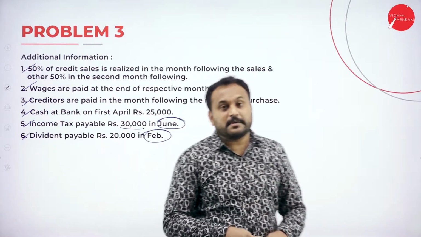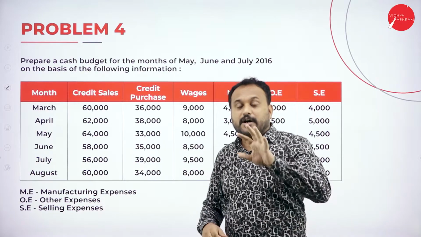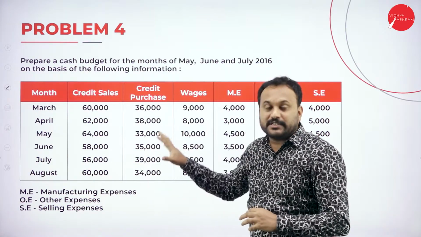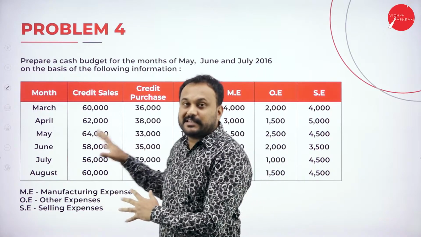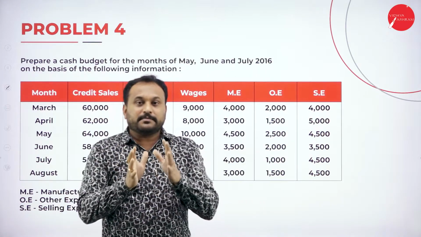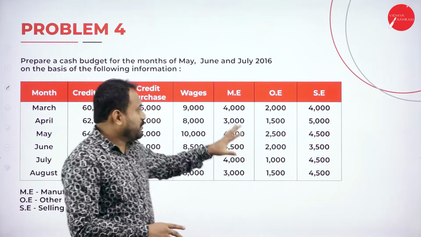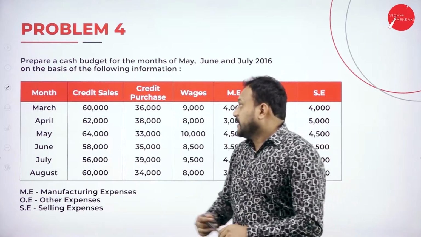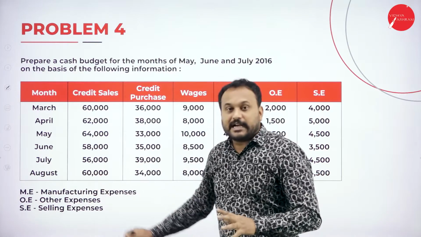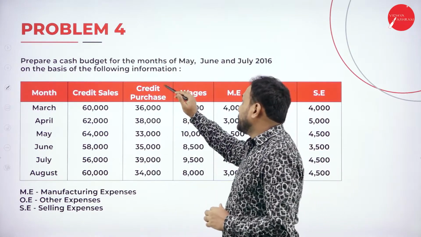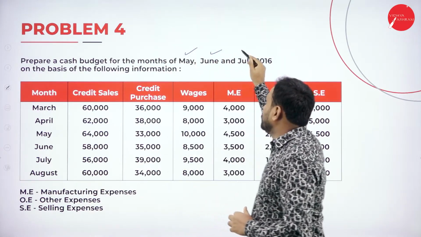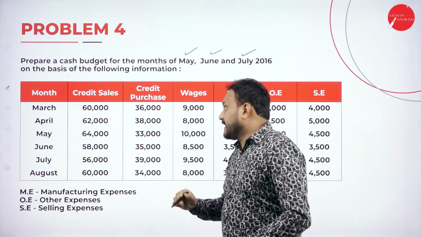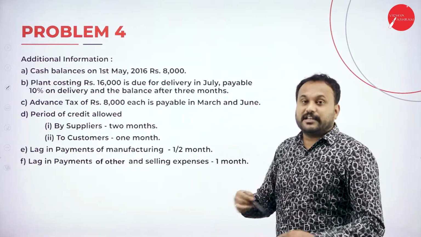Let's go with problem number 4, which is homework for you people. I'll just tell you what exactly this question is. You may feel that it is a similar question. The problem number 1 that we have done, the same question I have given you here. Nothing has changed. March, April, May, June, July, August, everything is the same. You are supposed to prepare for the months of May, June, July 2016, but one adjustment I have given, that is the additional information.